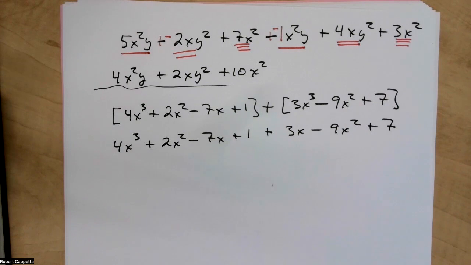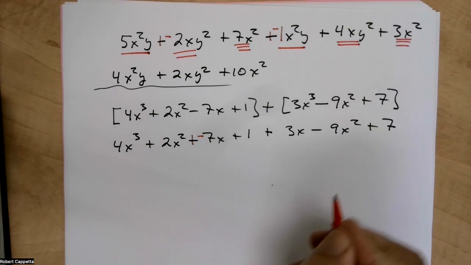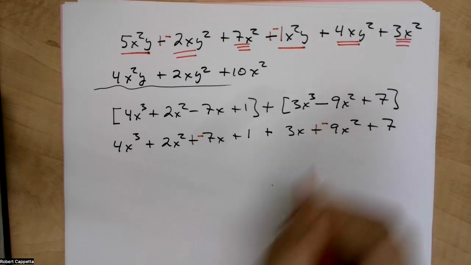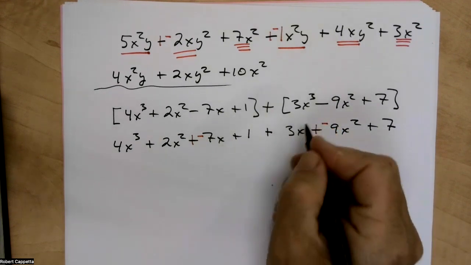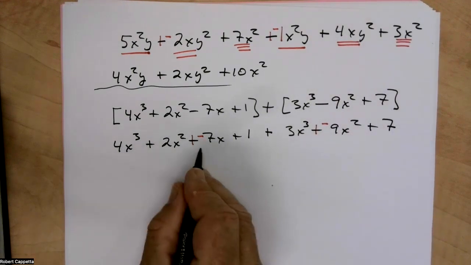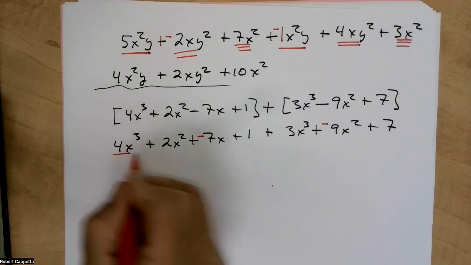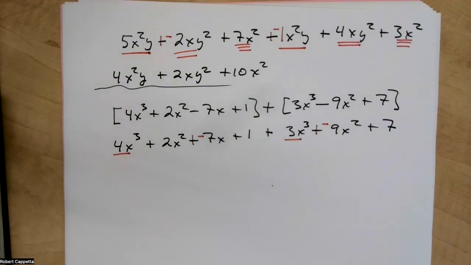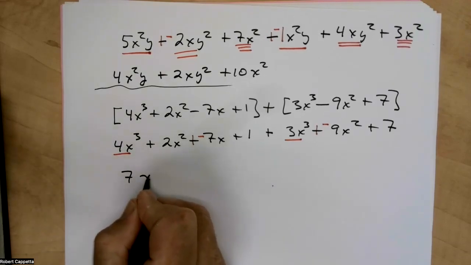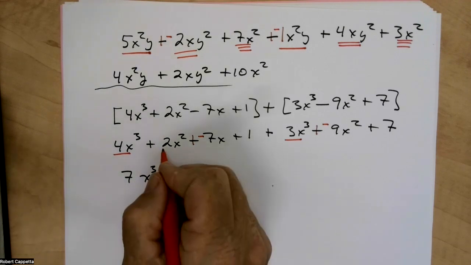But I still argue that we should change the minuses to plus negative. Make this plus negative. Make this plus negative. Make sure I copied it down correctly. 3x cubed minus 9x squared plus 7, 4x cubed plus 2x squared minus 7x plus 1. Good. Now, adding the like terms, let's look for the like terms. I like to underline them. 4x cubed and 3x cubed. Those are the only x cubes I see. 4x cubed plus 3x cubed is 7x cubed.